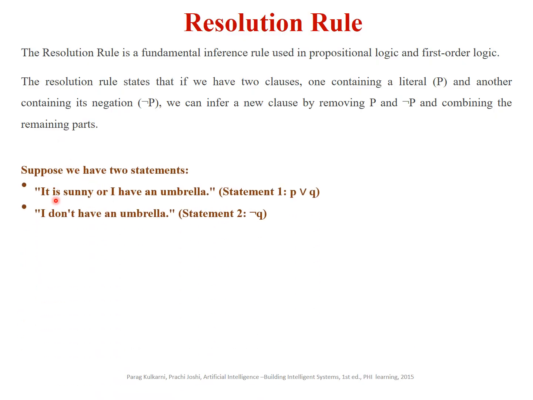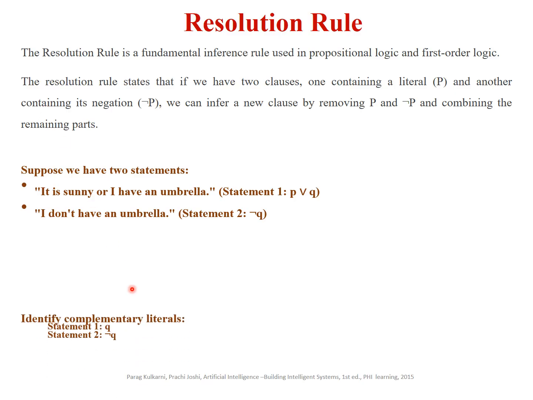We have two statements here. P disjunction Q, and negation of Q. P is it is sunny, Q is I have an umbrella. Negation of Q is I don't have an umbrella. So there are two statements. As per the resolution rule, we can remove a literal and its negation. After removing, we can combine the remaining parts.